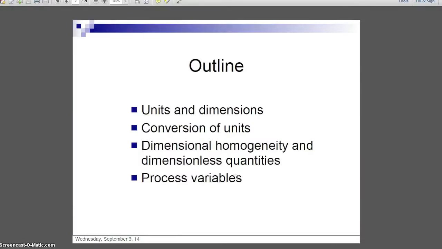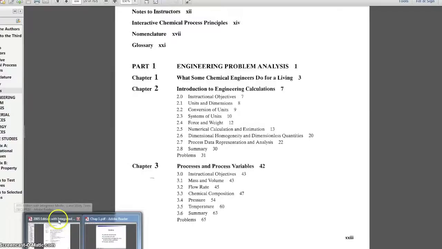Let's go back to the lecture slides. The outline of this chapter is, first, units and dimensions. Second, conversion of units. Third, dimensional homogeneity and dimensionless quantities. And the last one is process variables. So let's look at the first topic.